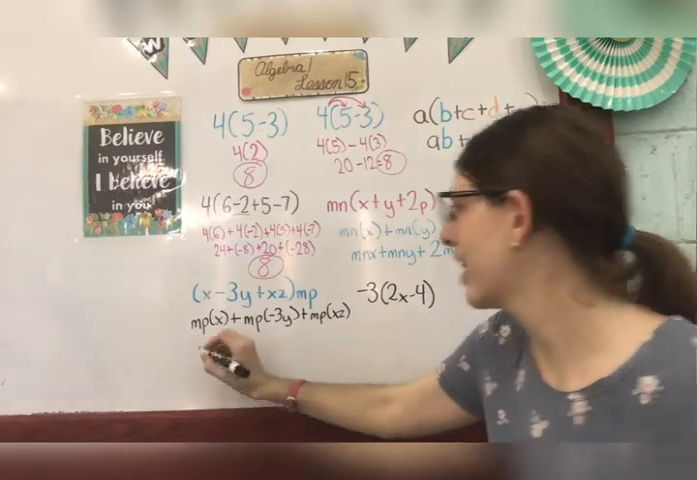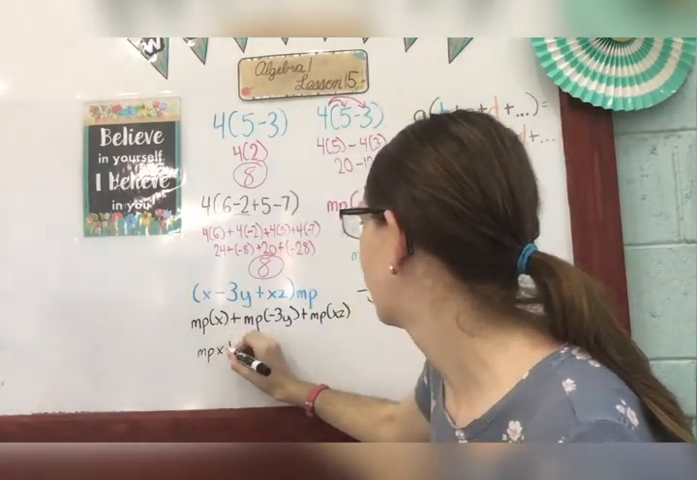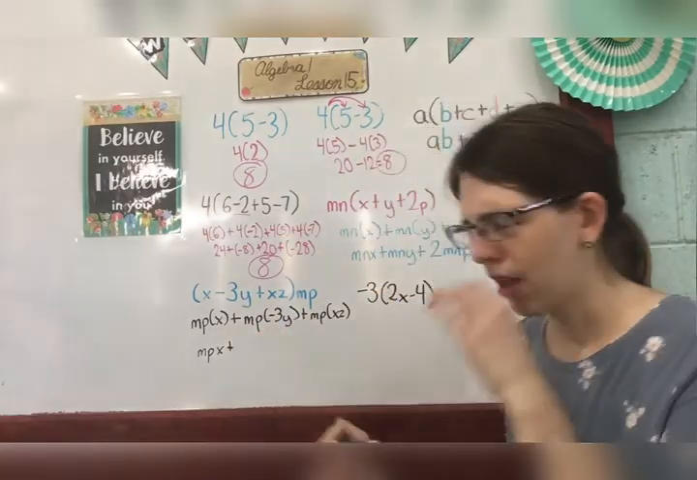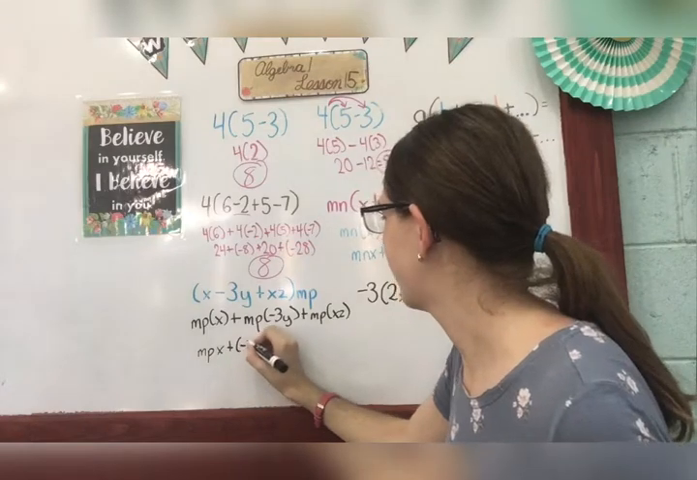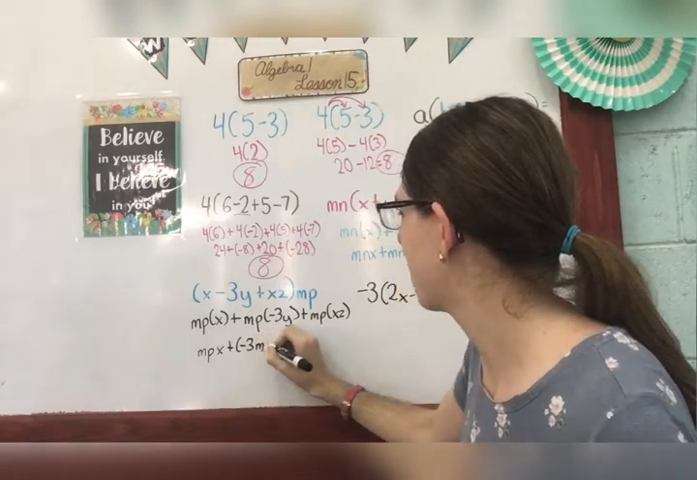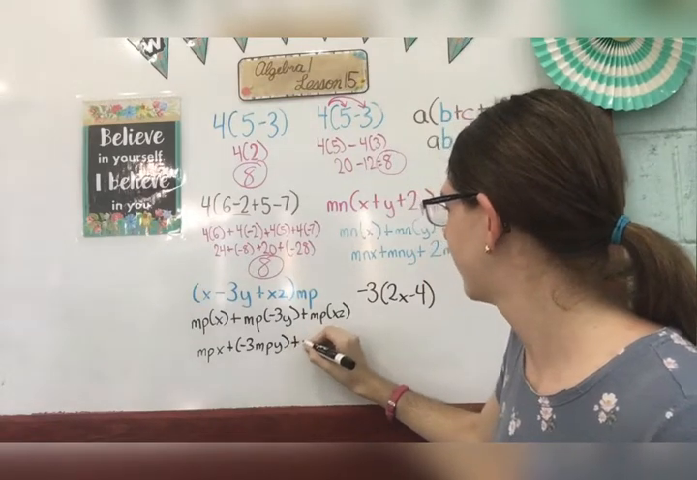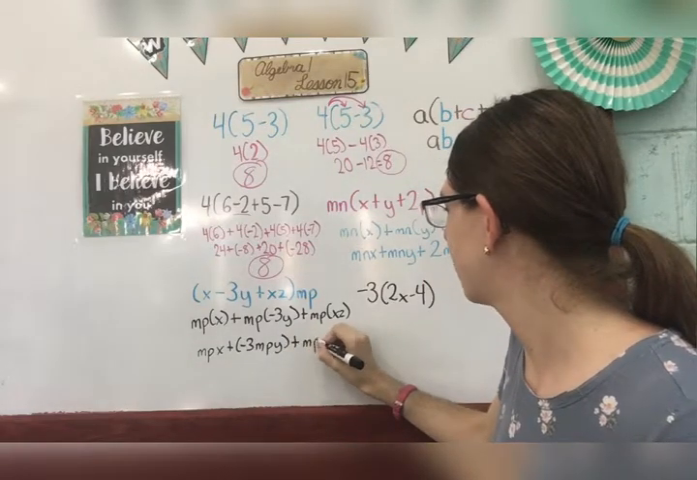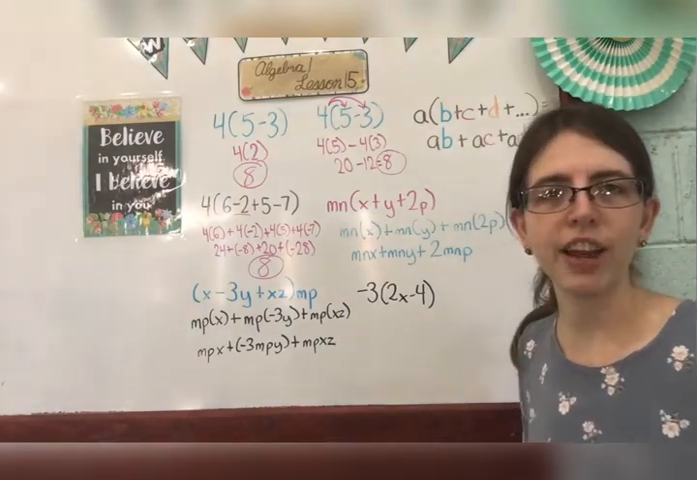I'm just multiplying m, p, and x all together, plus negative 3 m p y plus m p x z. And that's your final answer.